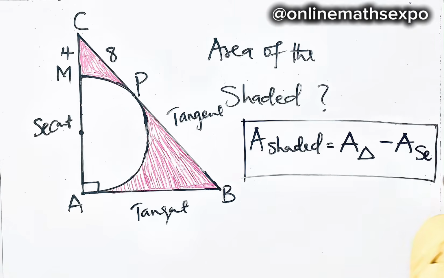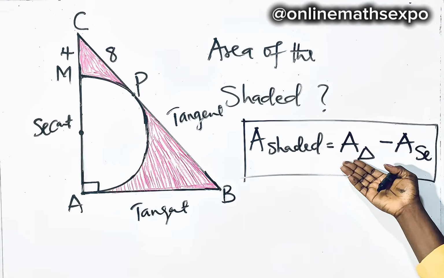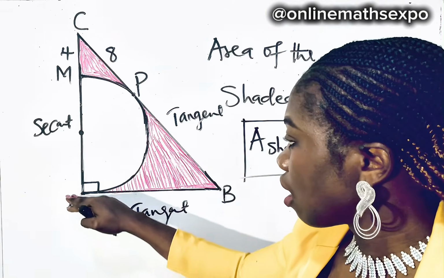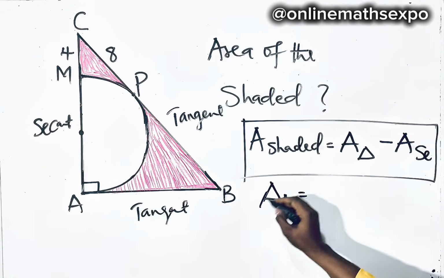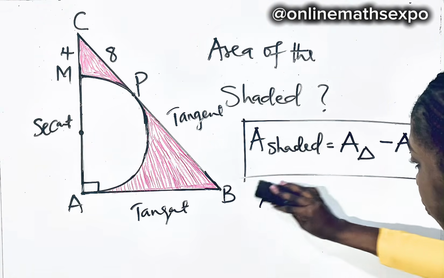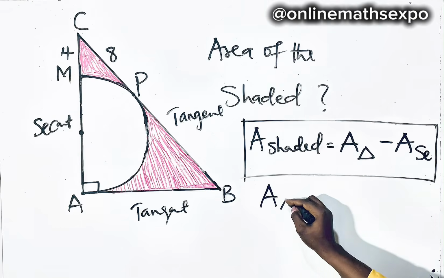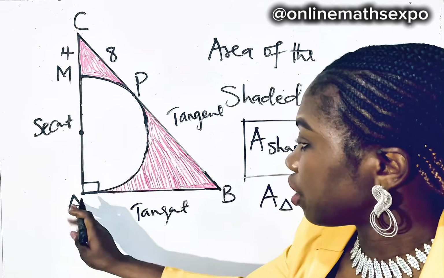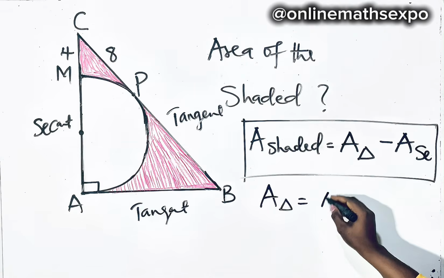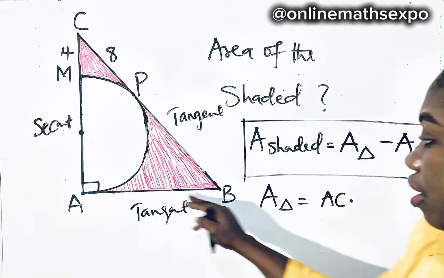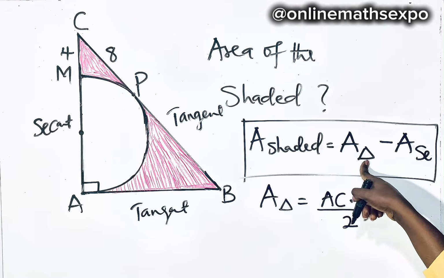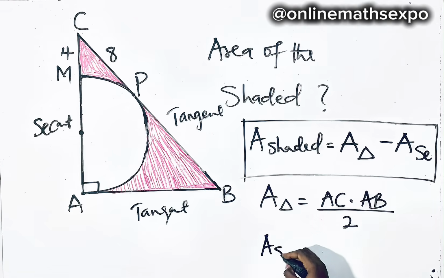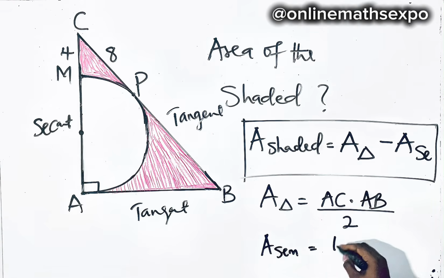Now, if you look closely, for the area of a triangle, it's just for us to get the height and then the base. So for the area of the triangle, we need the perpendicular height AC, then the base length AB, multiply and divide by 2. That gives us the area of the triangle. Then for the area of the semicircle, we use the formula pi r squared, divided by 2.